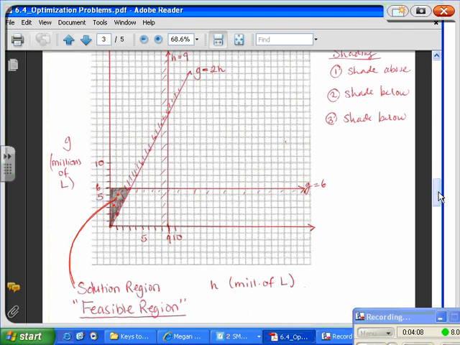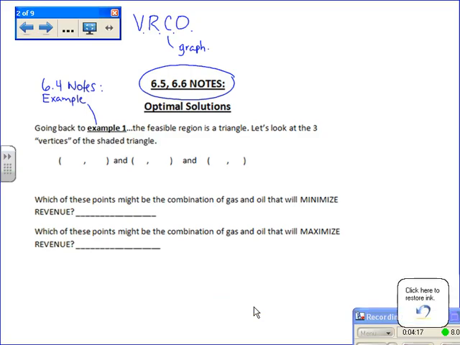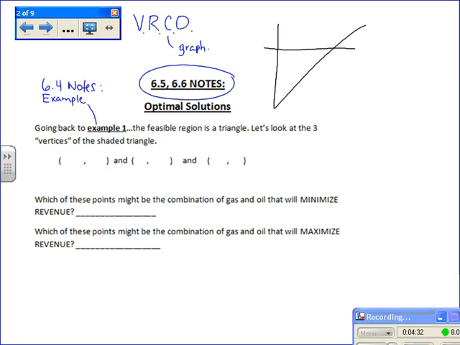I'm going to come back to our notes, keeping in mind this graph, and let's draw a quick little graph for ourselves. We don't have to do a full graph, but just up in the corner here, this is what that shaded region looked like. One of our constraints was like this, and we had a line. In other words, we had a little triangle. Our feasible region was this tiny little triangle like this.